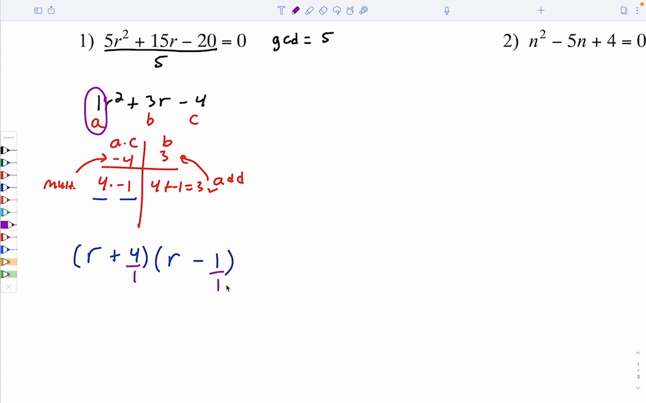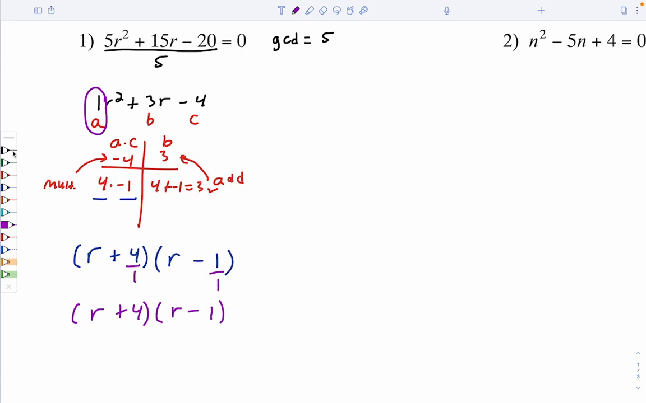So what's 4 divide 1? Still just 4. So this is just going to stay r plus 4. And then 1 divide 1 is still 1. So this is just going to stay r minus 1. Now, in this case, it didn't do anything. But if the A value was like a 2 or a 3, it could very well change things. So always make sure you divide by A.